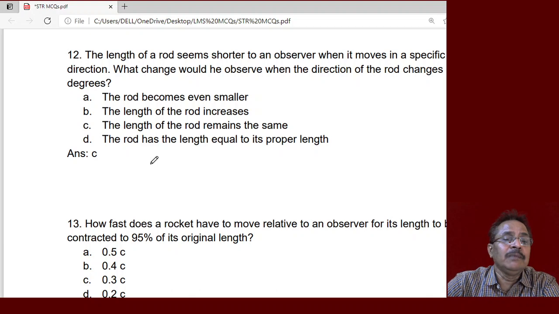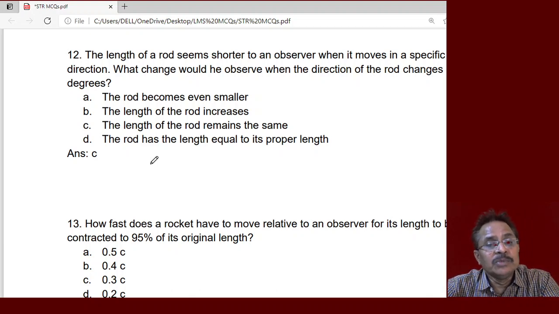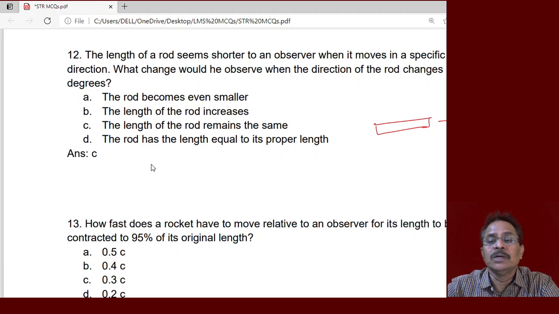Then in question 12, the length of the rod seems shorter to an observer when it moves in a specific direction. That means if I am here, and this is the rod here, and I am traveling towards it with a certain velocity, then because of this relativistic effect, the length of this object is found to be shorter than its original one.